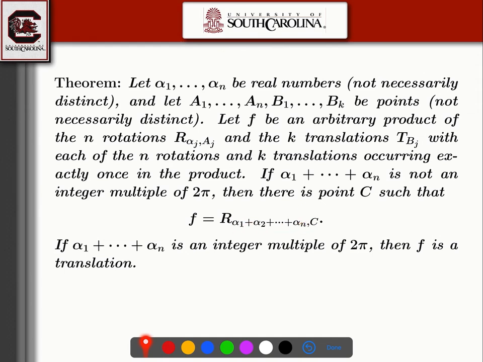And in the case that the sum of the angles of the rotations is an integer multiple of 2 pi, the product of those rotations and translations will be a translation.